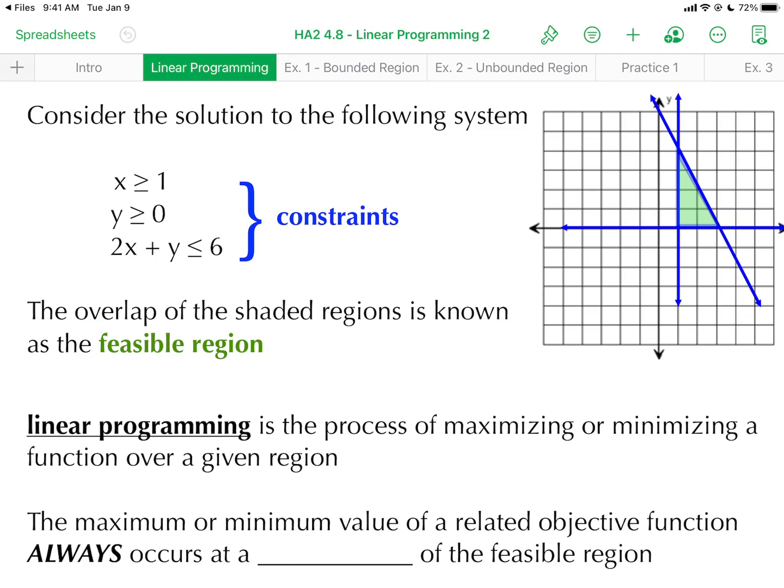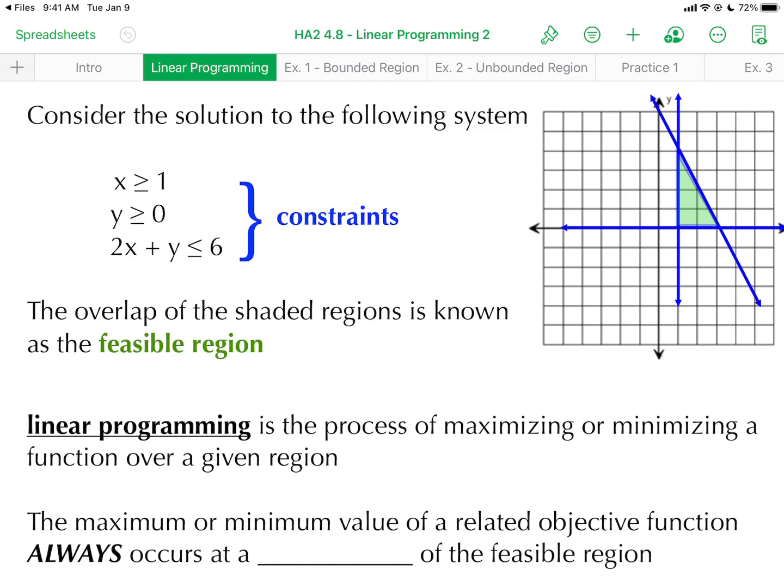We're going to consider the inequalities of the system. We're going to start to call them constraints. Okay, these are the constraints of the system. And then your solution to that system, we're going to now call it the feasible region. The feasible region.